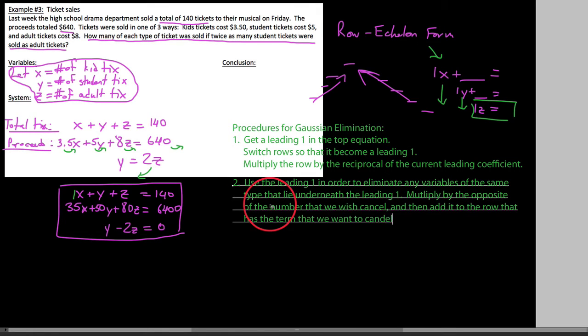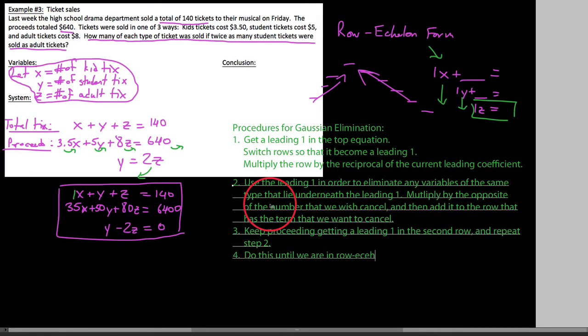I'm running out of room here, but I want to make sure we get this down. Once we do that, we're going to keep proceeding by getting a leading 1 in the second row, and repeat step 2. Do this until we are in row echelon form. Then we can just back solve.